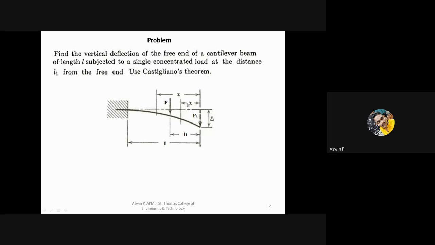Okay, x we want to write, but currently we don't know where that x is. That may be before the application of load or after the application of load. That we should find. But we have given a load of P here, and deflection delta should be found out at the free end. So we are adding additional load P1.